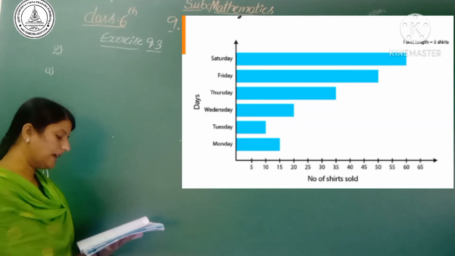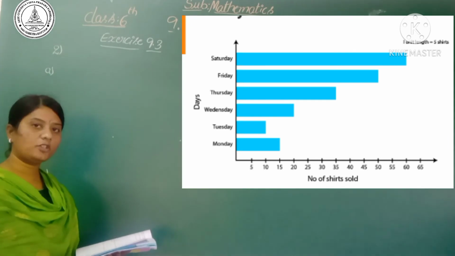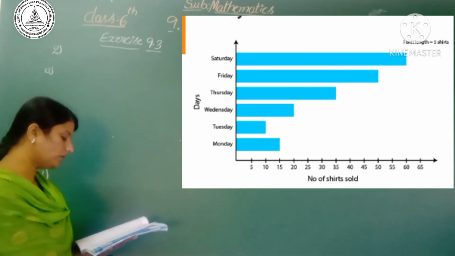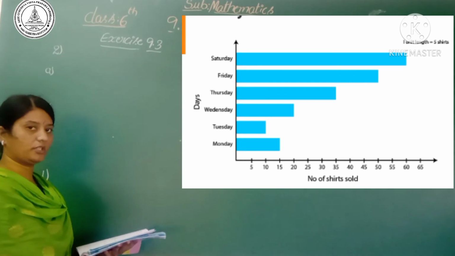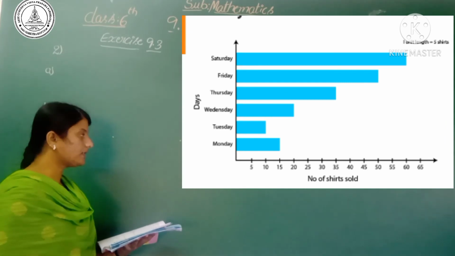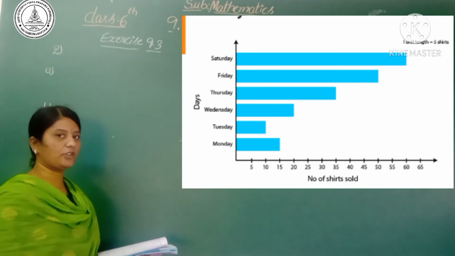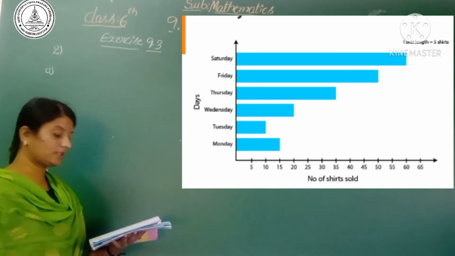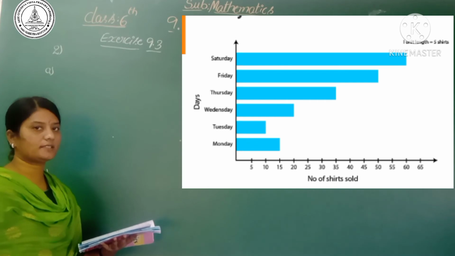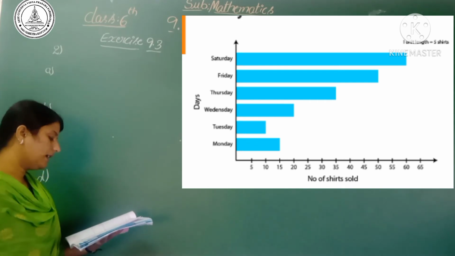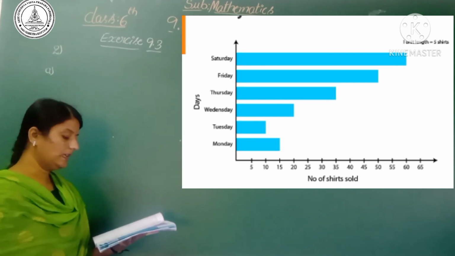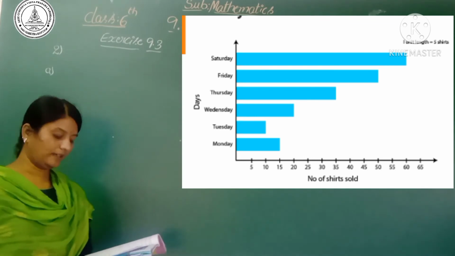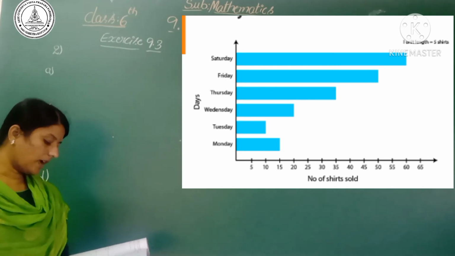Yes, we can see that on Monday there were 15 shirts sold, and on Tuesday they sold 10 shirts, and on Wednesday they sold 25 shirts, on Thursday they sold 35 shirts, on Friday they sold 50 shirts, and on Saturday they sold 60 shirts. Right? Yes, we can answer here.